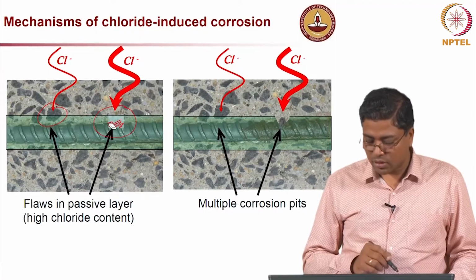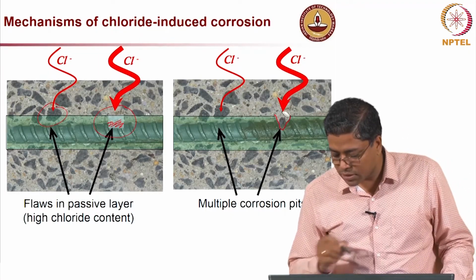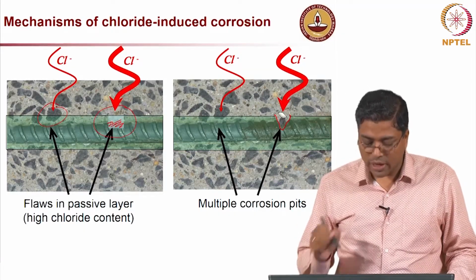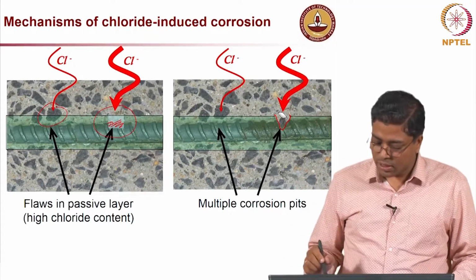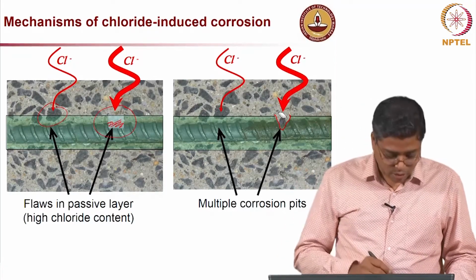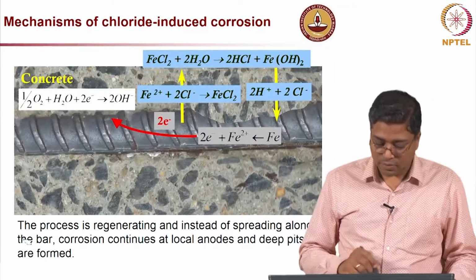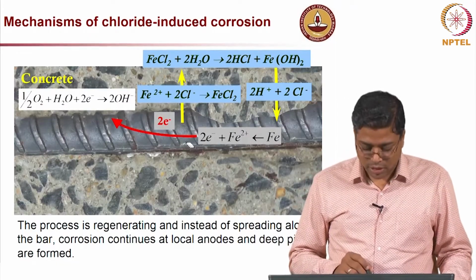So, you may see, like it is mentioned here, a light pit forming at an earlier time, because you have more chlorides reaching the steel surface over there at an earlier time, and this leads to pitting corrosion. I am going to show you how this happens in a different way. What is the chemistry of this chloride-induced corrosion?